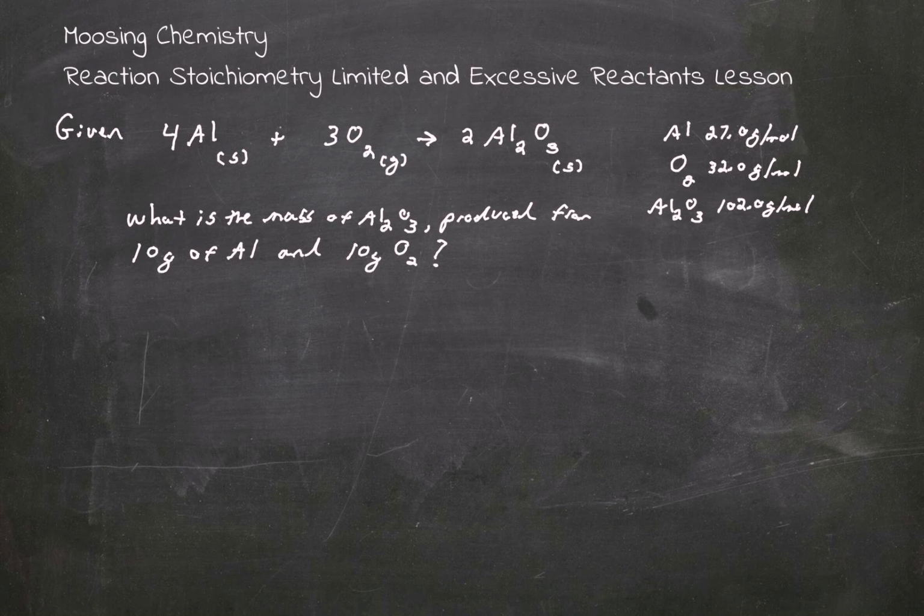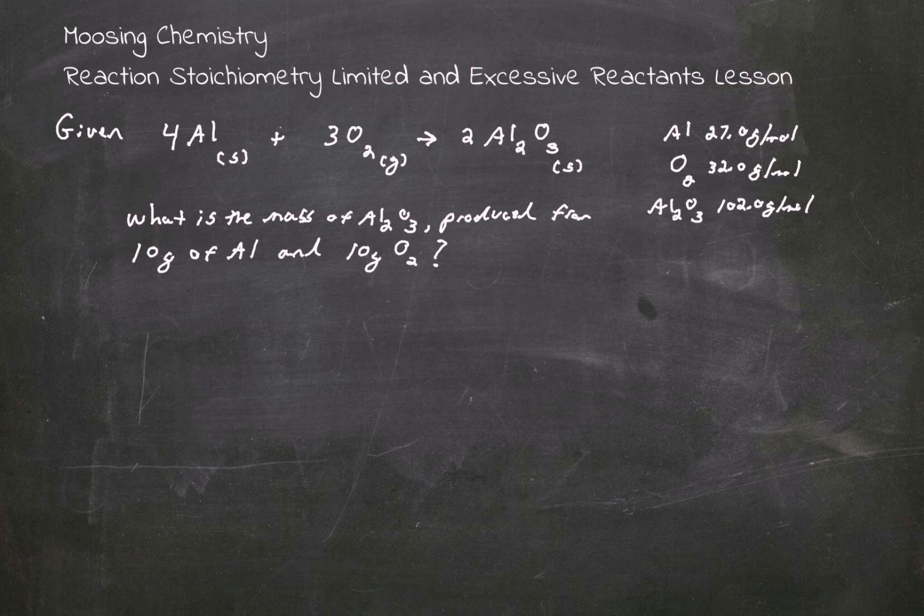In this case, we're given a balanced equation, and we're asked a simple question. What is the mass of aluminum oxide produced from 10 grams of aluminum and 10 grams of O2? Well, to do that, we have to determine who's our limiting reactant, because our excess reactant is going to produce more than we need. So the limiting reactant actually produces the least amount. And what's left over, of course, is the reactant that we call the excess reactant.